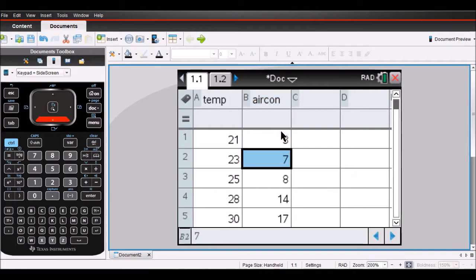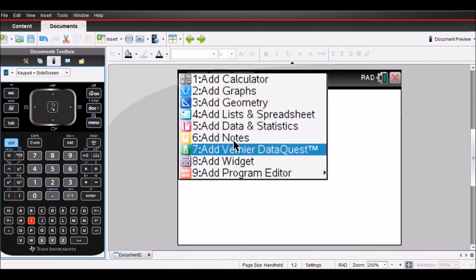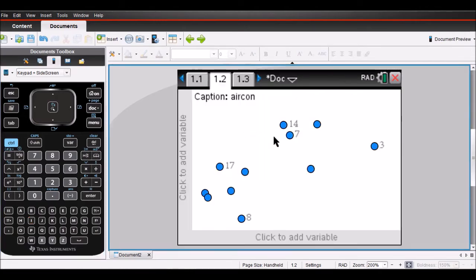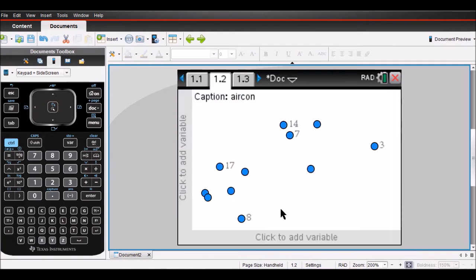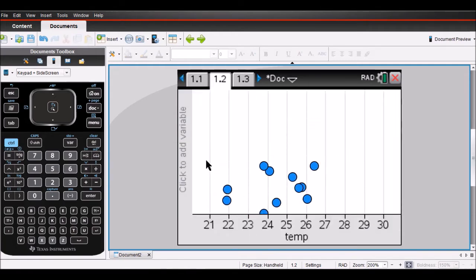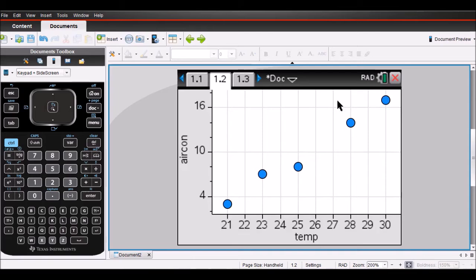How do I make this into a scatter plot? Let's go Control I, and then we'll go data and statistics. Remember, what's your EV and RV, or what's your X variable and Y variable? In this case, temperature should determine the aircon, or how cold you'll make the aircon. So temp will go on the EV or the X, and aircon will go on the Y variable, the RV. So there's my scatter plot.